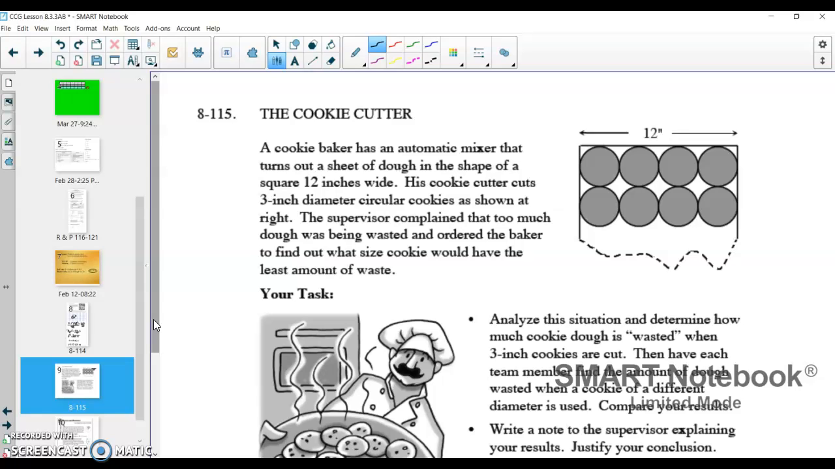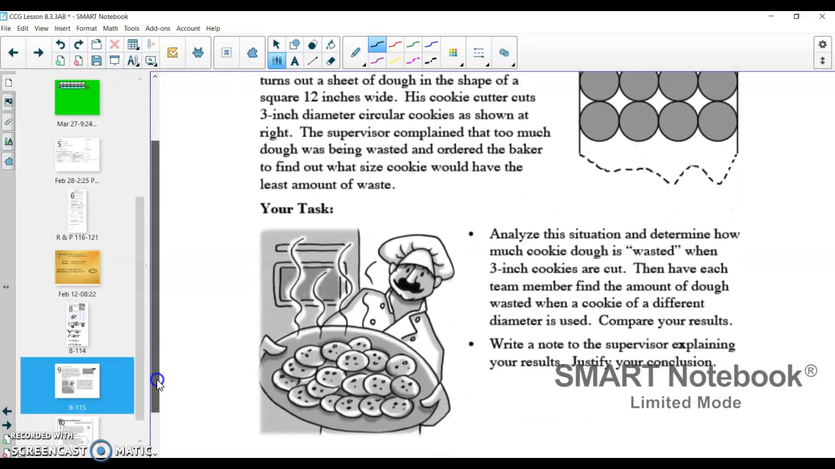The supervisor complains that too much dough is being wasted and orders the baker to find out what size cookie would create the least amount of waste. And so we are going to just change the size of the cookie. We can't really change the way that the automatic mixer works. It always creates a 12 by 12 square of dough. But we are going to see if there's a different diameter of cookie that would work to minimize the amount of dough wasted.